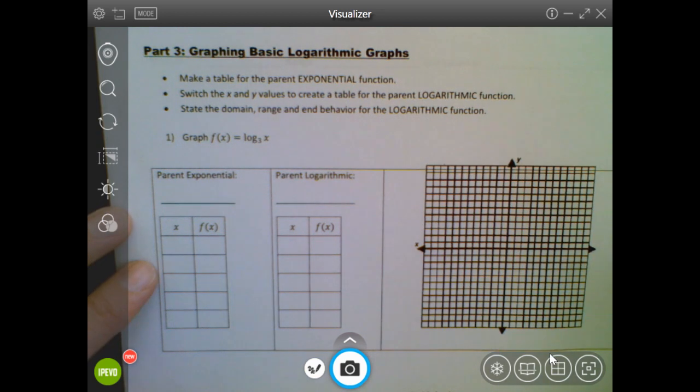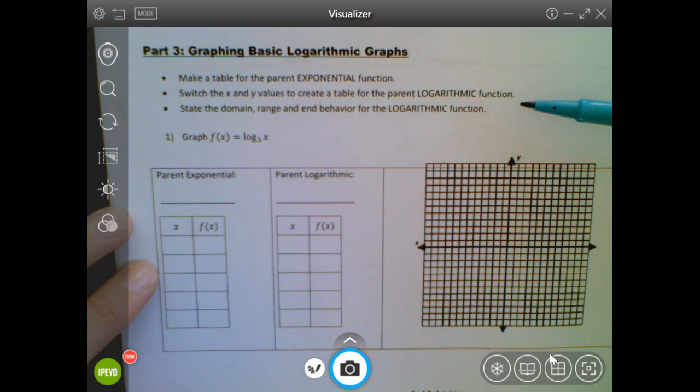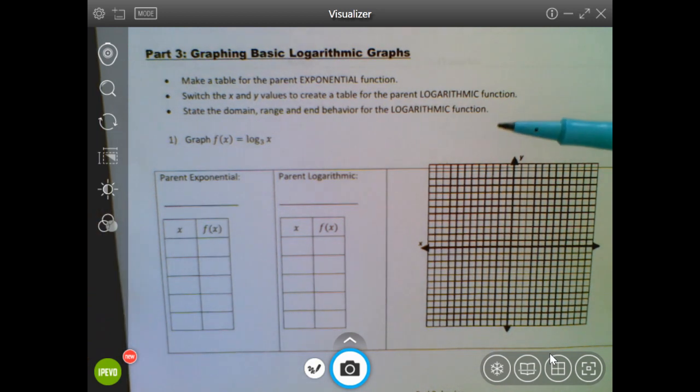So I kind of gave you guys some steps to follow. We're going to make a table for the parent exponential function. We're going to switch the x and y values in our table to create the parent logarithmic function. And this is going to be pretty similar to what we were talking about when graphing exponentials. There's no one parent logarithmic function. It just depends on what the exponential function is to begin with. And then we're going to state the domain, range, and end behavior of our logarithmic function.